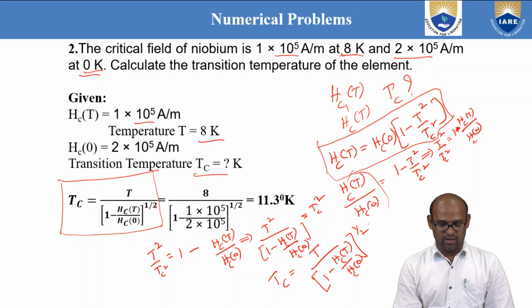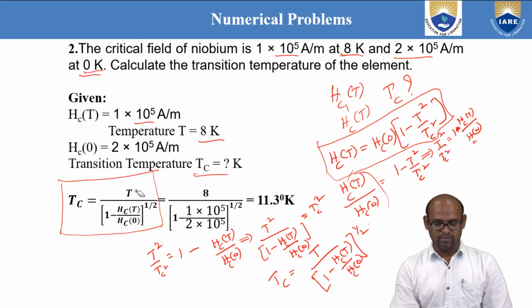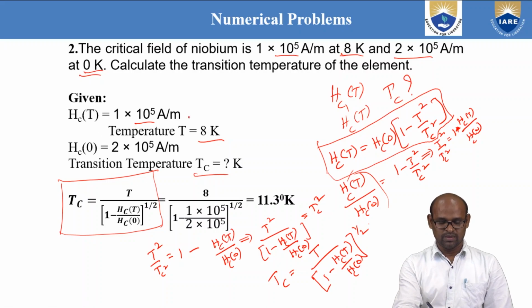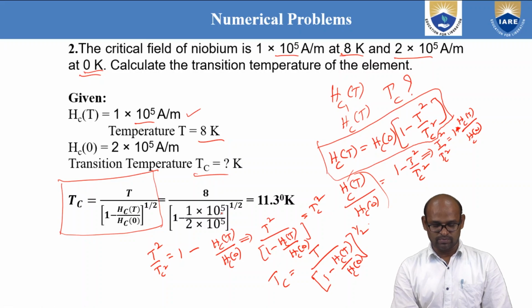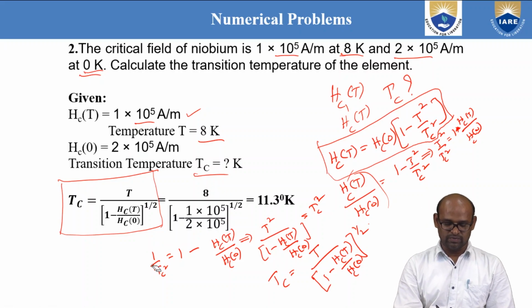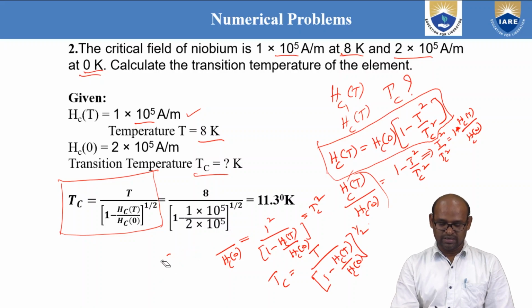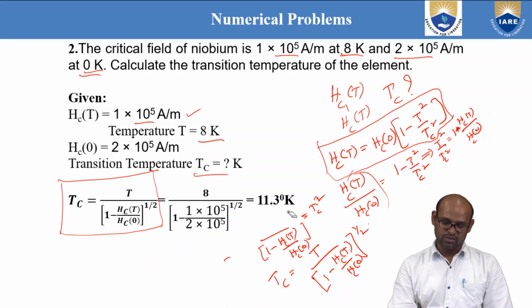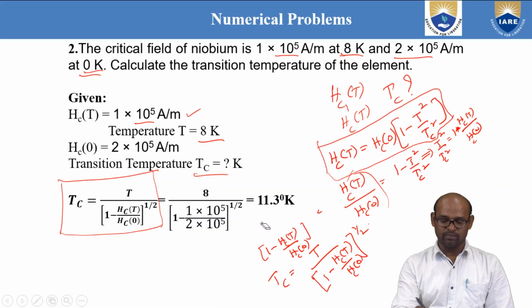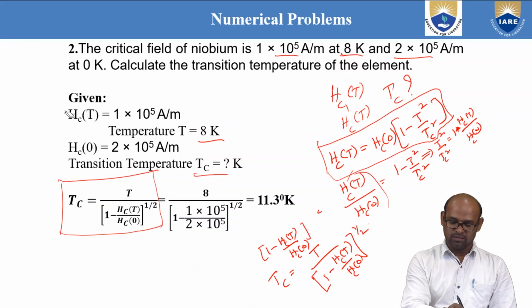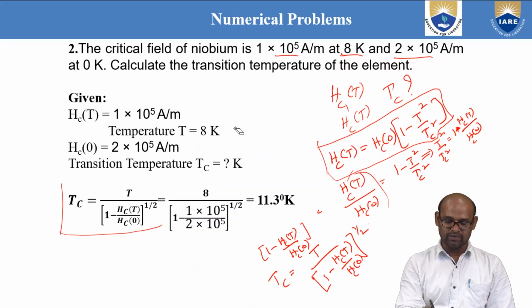Okay. So now they have given T. T is 8 Kelvin. Substitute the value of T and Hc of T. Hc of T also is given, 10 power 5 ampere per meter. And then Hc of 0 is 2 into 10 power 5. So substituting all these values, we got around 11.3 Kelvin as the critical temperature. So Tc for this niobium is 11.3 Kelvin.